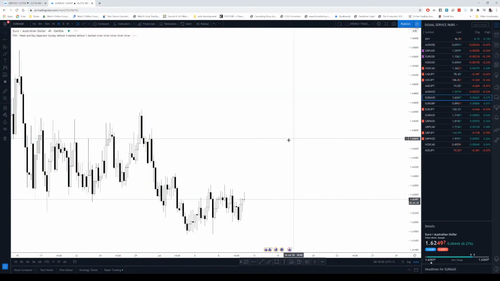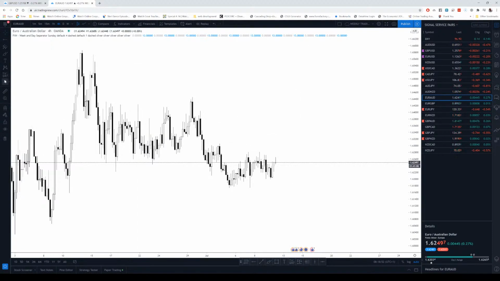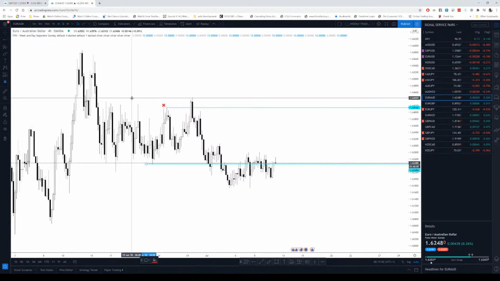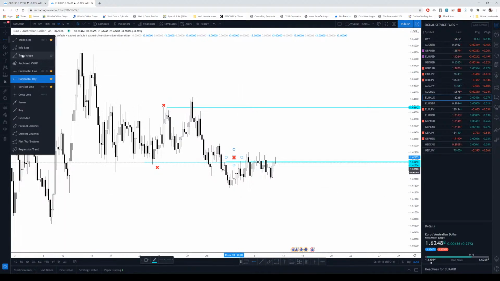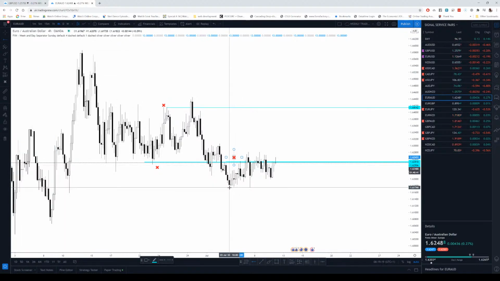Like I said, this is all it's doing: the liquidity pools, or where people place their stops logically, because that's how everybody has been trained. That is where price is going to run to and go the opposite direction. That's all price is doing, going one way and then changing and going the other way.